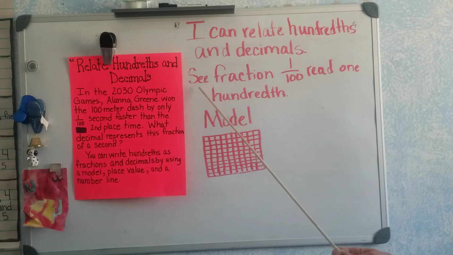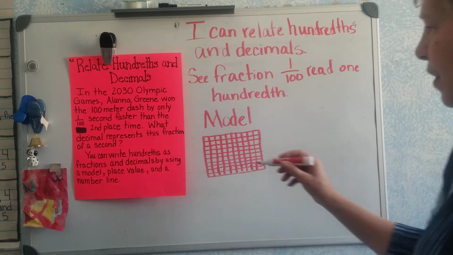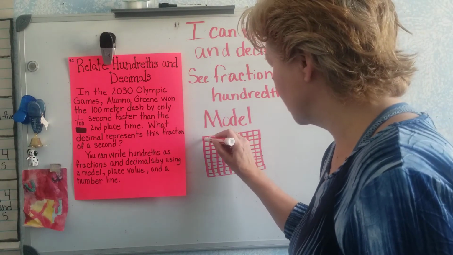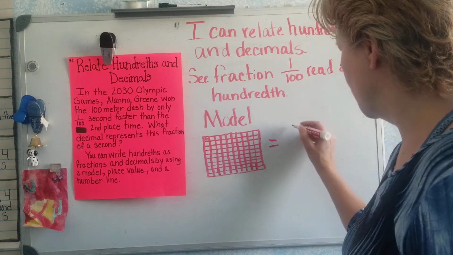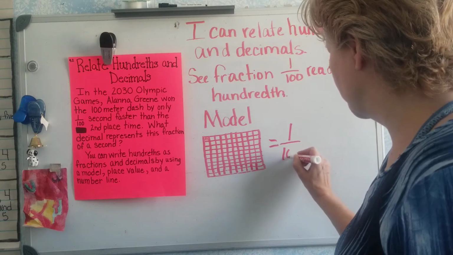So here we can see I wrote a fraction of 1/100th, and we read it as 1/100th. We can also show this as a model. So I did a frame that's 10 by 10, so it's like a hundreds chart. And I can just fill in one of those squares, and then that equals 1/100th.